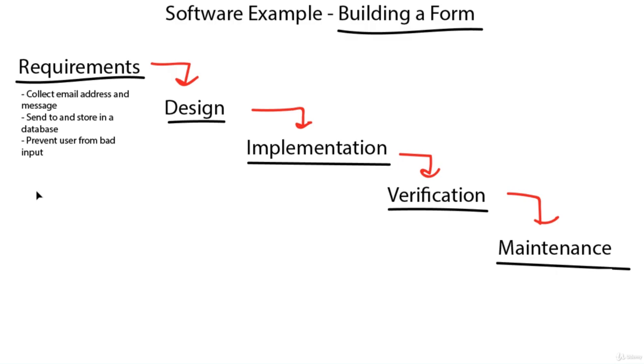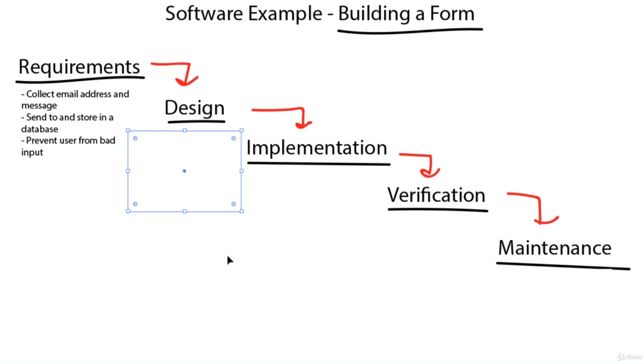And then we want to prevent the user from bad input. And this means in the email address, putting all these random symbols and not actually creating an email address. In the comment section, trying to insert code or do an SQL injection attack or something like that. We want to prevent those sorts of things. So, three basic requirements here.